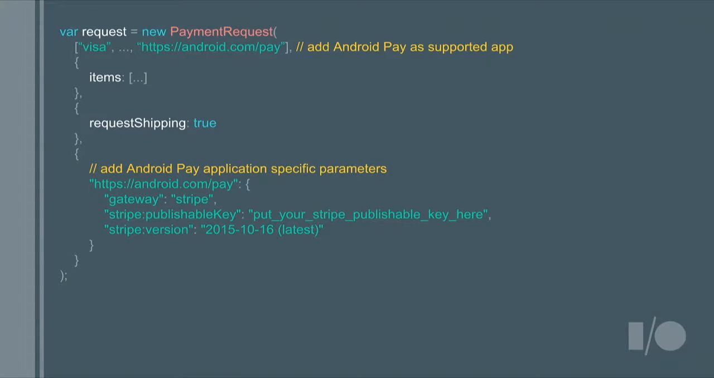So while we're showcasing Android Pay here, it is important to remember that the changes to your payment request constructor to support a new payment application are going to be essentially the same. You're going to add another payment app identifier, and if the app requires some extra information, you add it in the last optional parameter. Great.